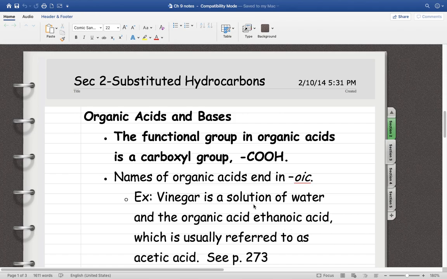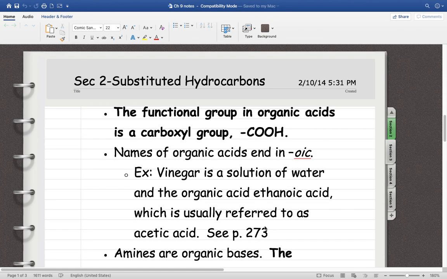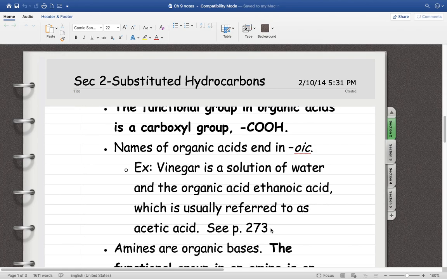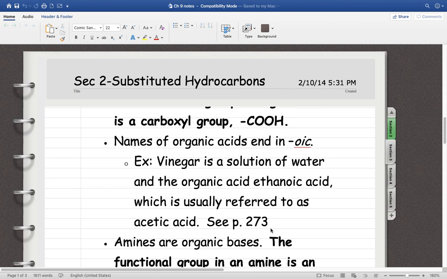Okay, so vinegar is a solution of water and the organic acid, ethanoic acid, which usually refers to acetic acid. So when you mix vinegar and water together, it makes acetic acid or ethanoic acid. Okay, this is on page 273, so look at that. All right, so formic acid, ethanoic acid, methanoic acid, any of those. This is where you have to read the book too.